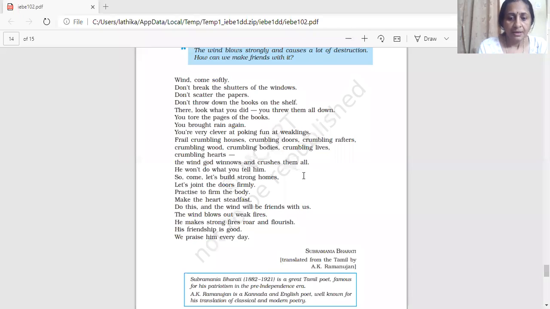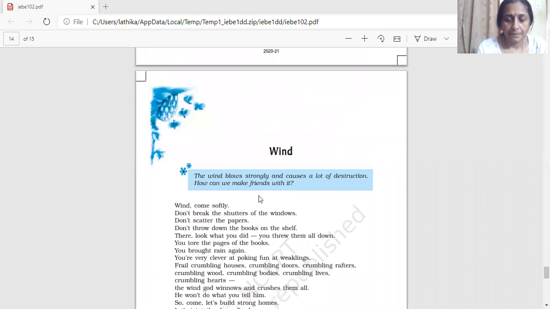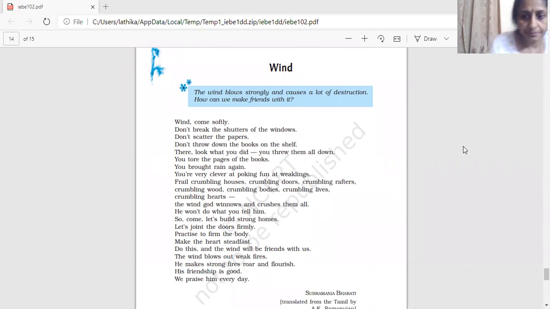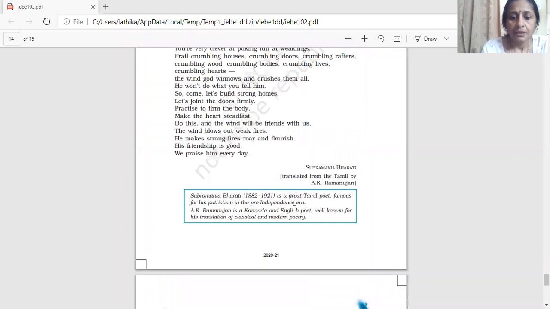So this is your poem, The Wind. I will read the poem and explain it as I go forward. The Wind by Subramanya Bharati. A little about the poet.